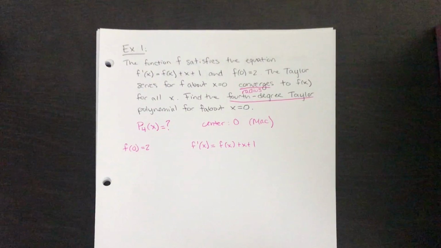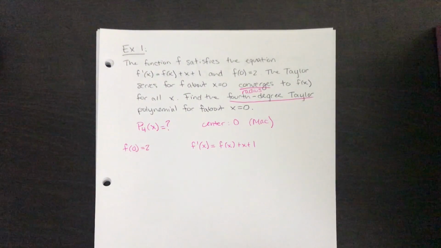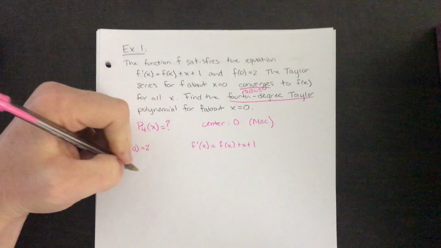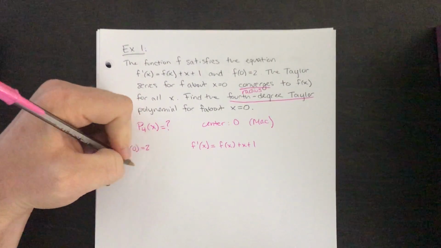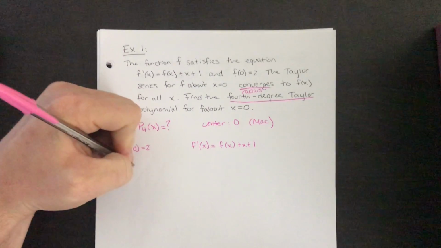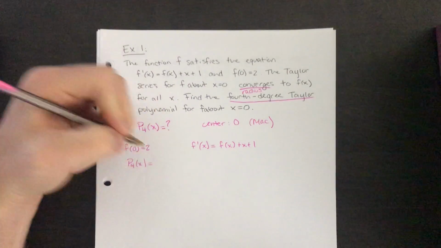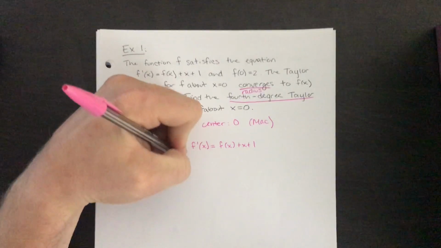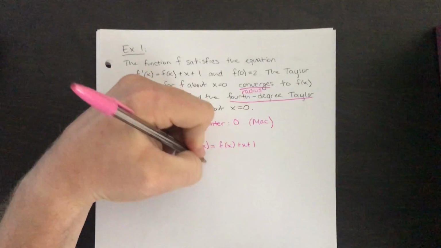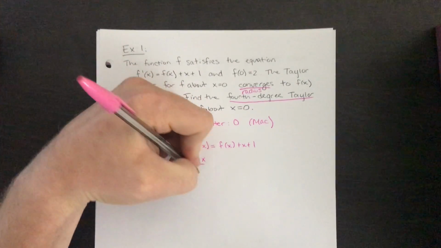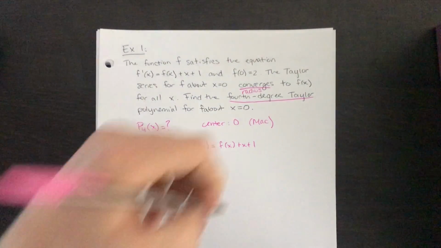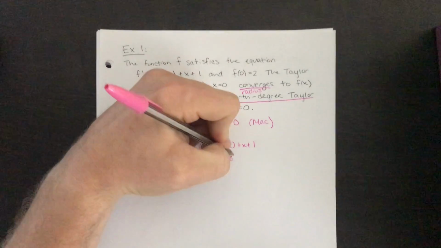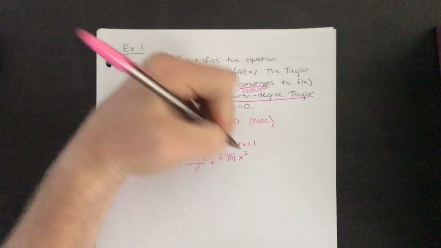So f of 0 equals 2 and f prime of x equals f of x plus 1. Well, we need to write the Taylor polynomial up to 4 degrees, so we need f of 0 plus the first derivative evaluated at 0 times x, technically over 1 factorial, but we don't necessarily always have to write that, plus the second derivative evaluated at 0 times x squared.